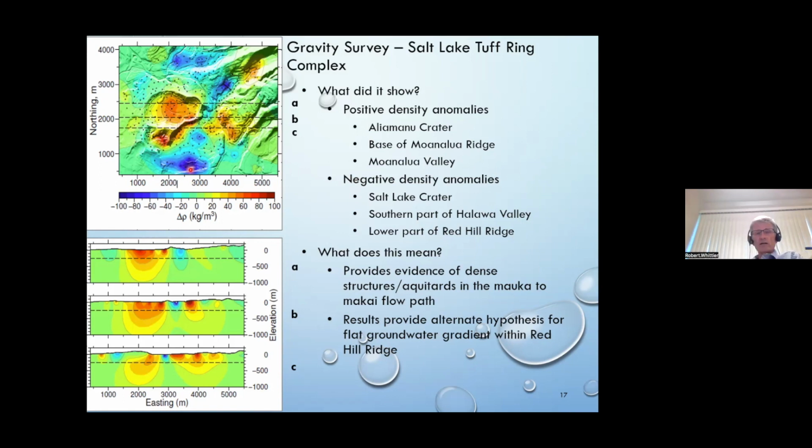It means it provides possible evidence of dense structures and aquitards here in the Maui flow path, and also provides an alternate hypothesis for our flat water table beneath the Red Hill facility.